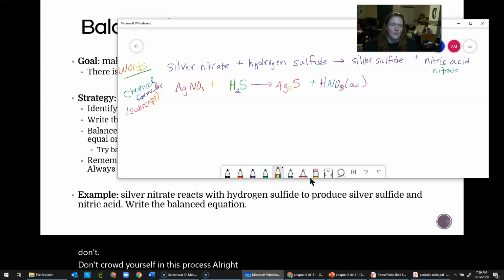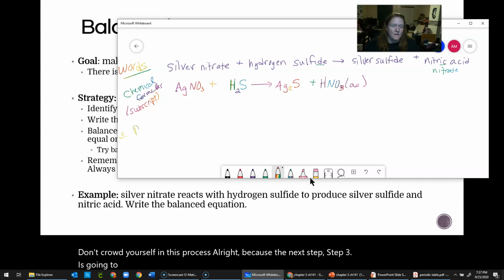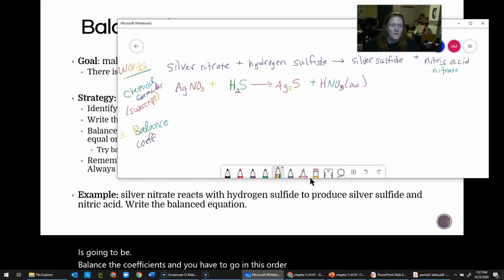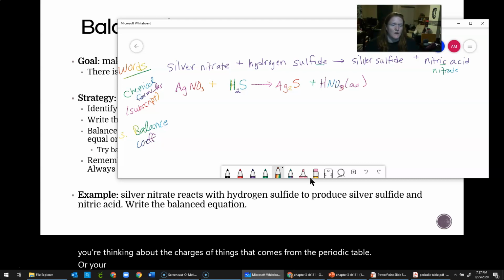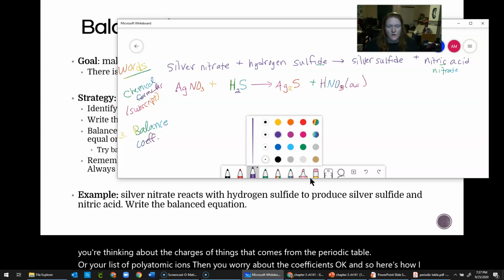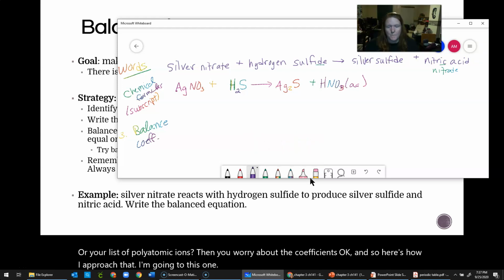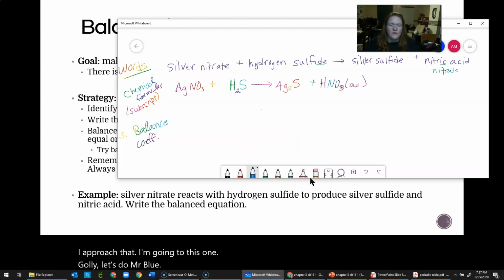Because the next step, step 3, is going to be balance the coefficients. And you have to go in this order. You have to go subscripts first. So you're thinking about the charges of things. That comes from the periodic table or your list of polyatomic ions. Then you worry about the coefficients, okay? And so here's how I approach that. I'm going to do this one in, oh golly, let's do blue. What I like to do is there's an order to it. You start with the metals, okay? And so metals first.